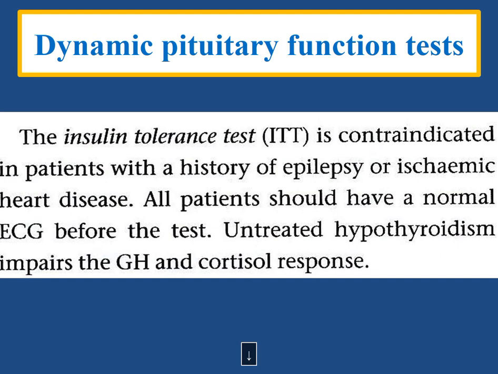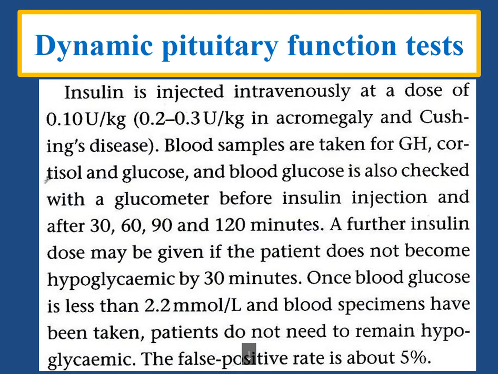The insulin tolerance test, ITT, is contraindicated in patients with a history of epilepsy or ischemic heart disease. All patients should have a normal ECG before the test. Untreated hypothyroidism impairs the growth hormone and cortisol response. Insulin is injected intravenously at a dose of 0.1 units per kilogram of body weight. In case of acromegaly and Cushing disease, it should be more, 0.2 or 0.3 units per kilogram.